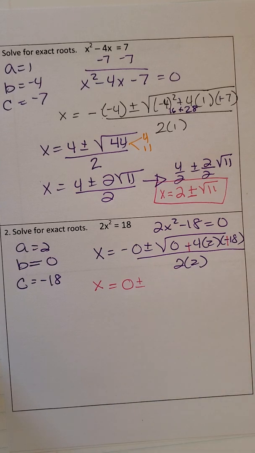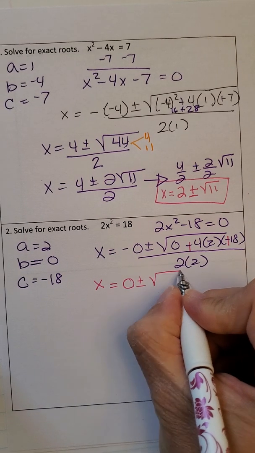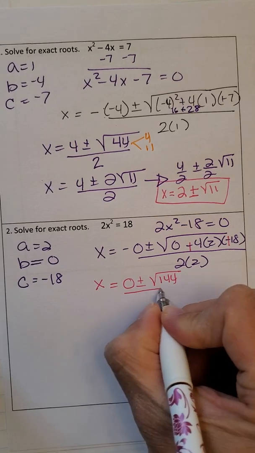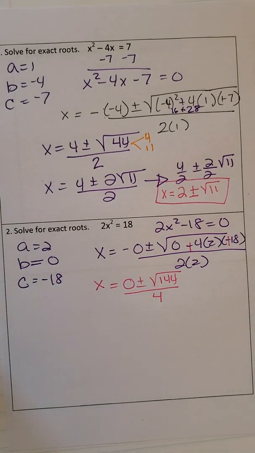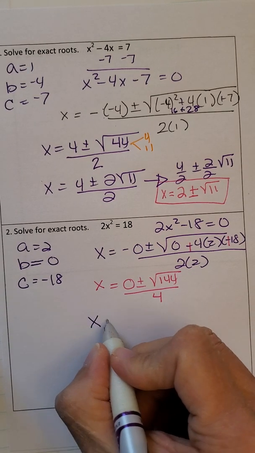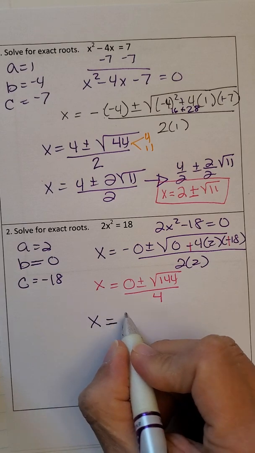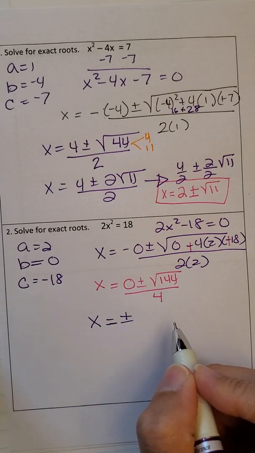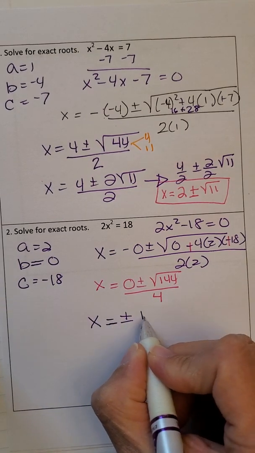So what is 8 times 18? It's 144. Okay, so my discriminant is 144. What does that tell me? It tells me I'm going to have 2 rational roots. So that means that when I'm done with this, I will not have any radicals. So what is the square root of 144? It's a perfect square. It's 12, right?